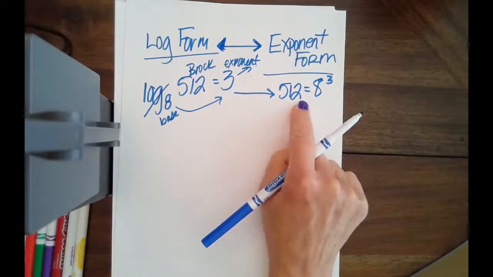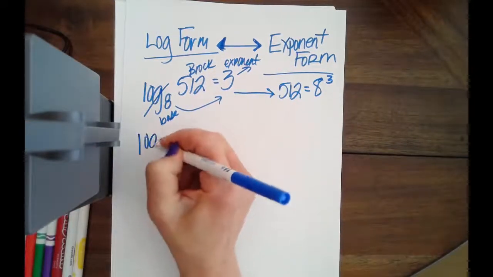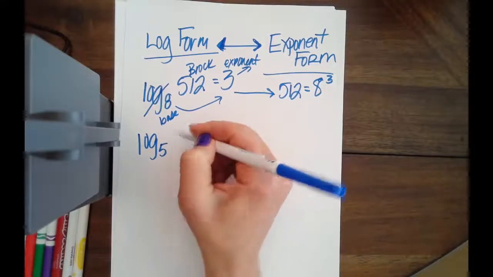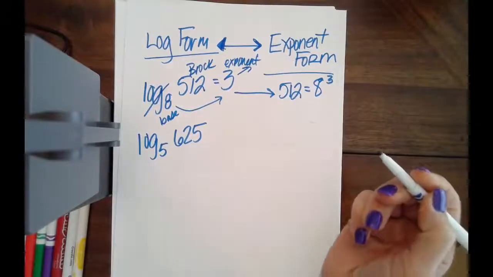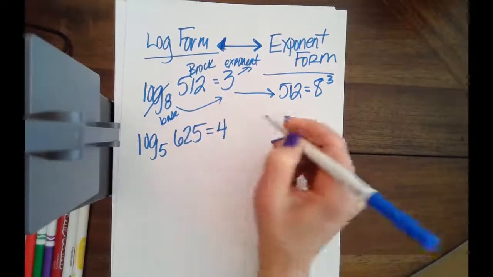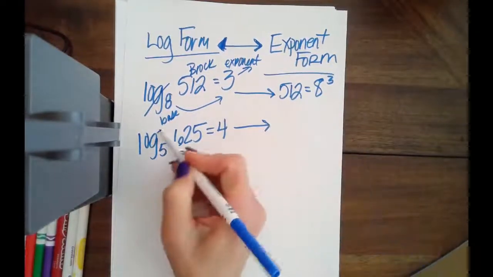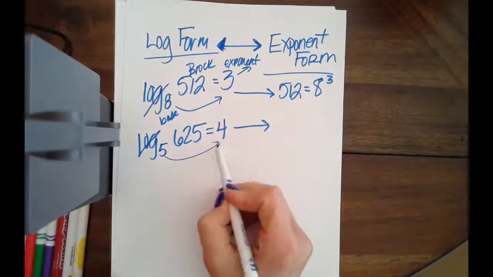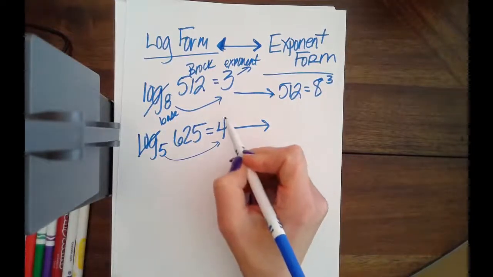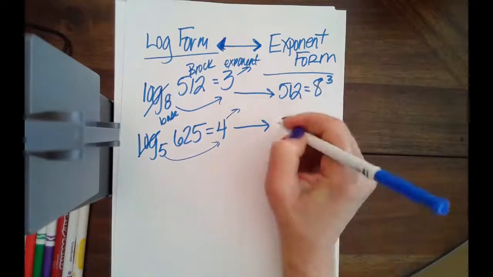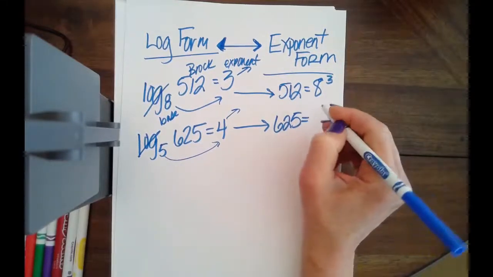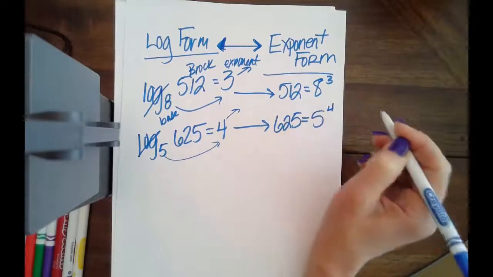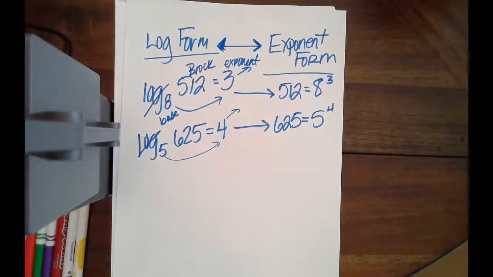All right, let's try another one. Log base 5 of 625, and I'm accentuating the word so you'll know how to say it properly, equals 4. All right, in exponent form, we're going to lose the word log, and we're going to push our base to the right, and our exponent goes up to his position, and so now you have 625 is equal to 5 to the 4th power.